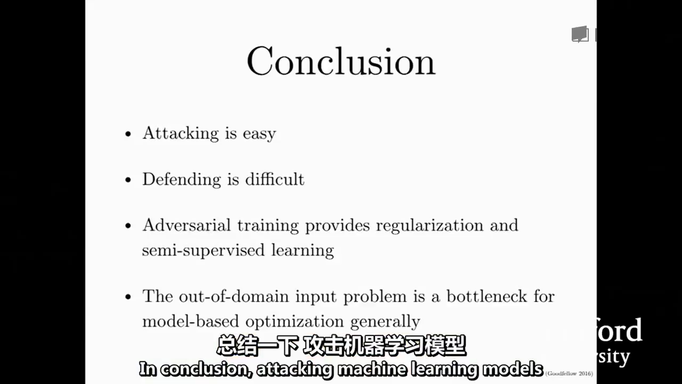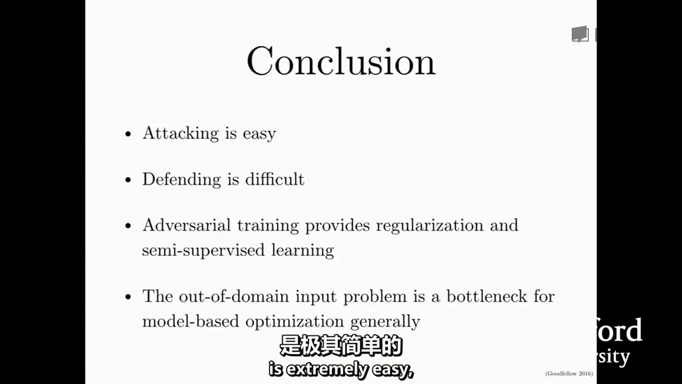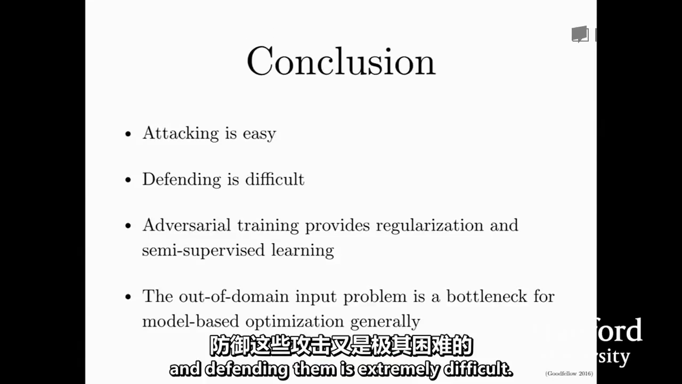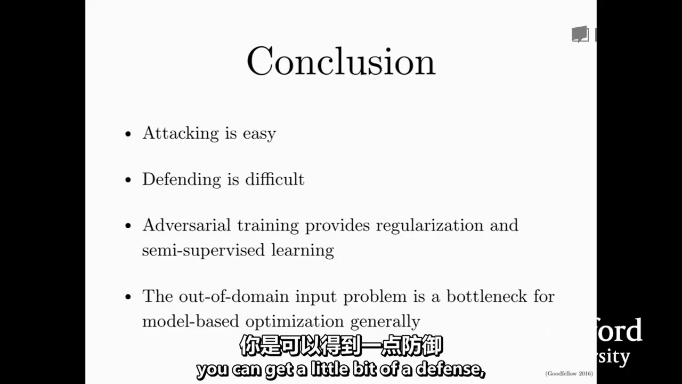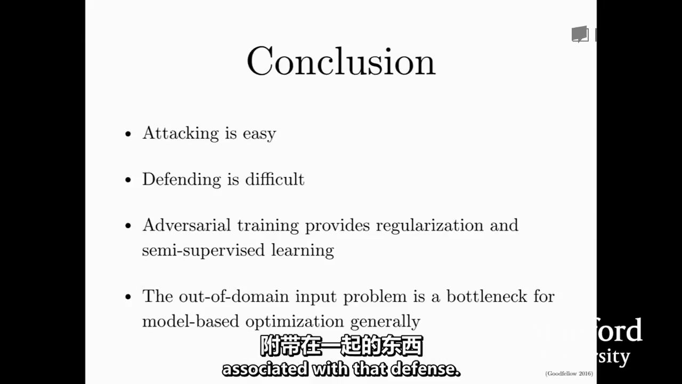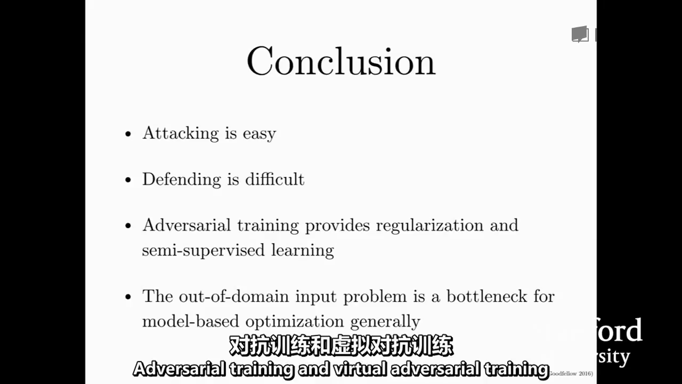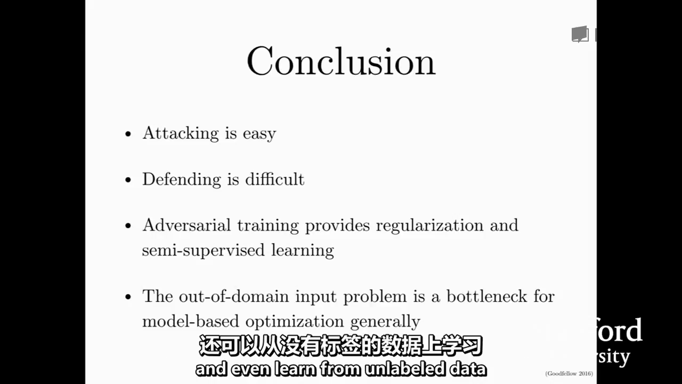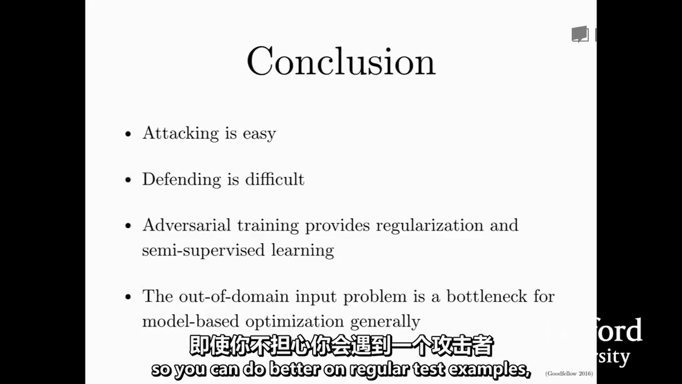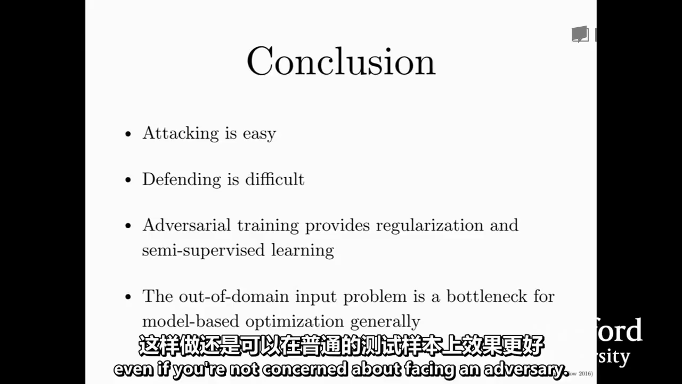In conclusion, attacking machine learning models is extremely easy, and defending them is extremely difficult. If you use adversarial training, you can get a little bit of a defense, but there are still many caveats associated with that defense. Adversarial training and virtual adversarial training also make it possible to regularize your model and even learn from unlabeled data, so you can do better on regular test examples, even if you're not concerned about facing an adversary.